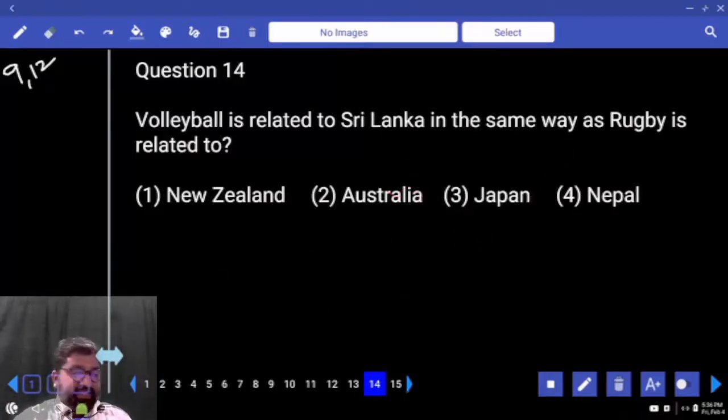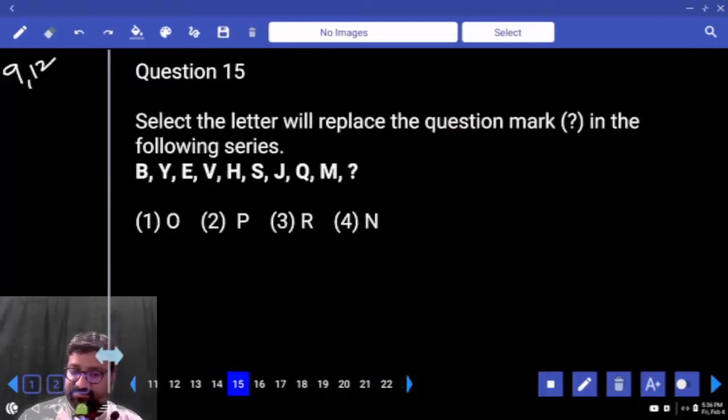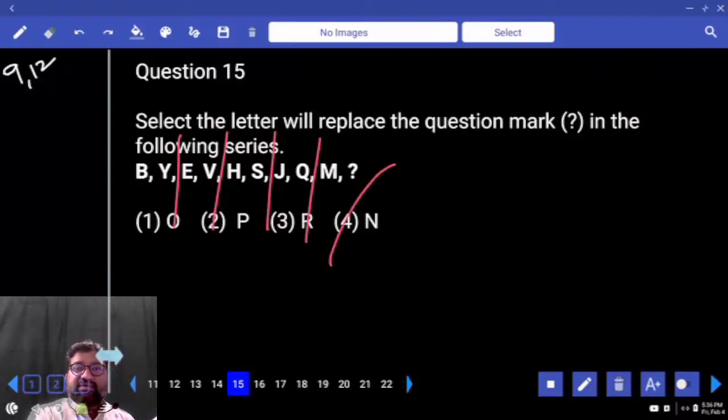14th question ఏమో చూడండి. Volleyball is related to Sri Lanka in the same way rugby is related to New Zealand. So what's happening here? Can anyone guess what's the answers? Absolutely right. These are opposite letters. BY, EV, HS, JQ. Opposite to M is N. Clear? Any doubts?